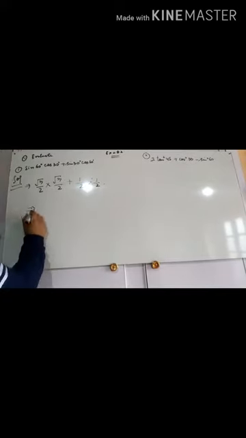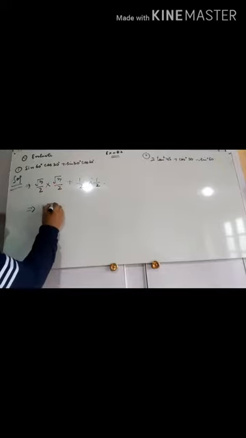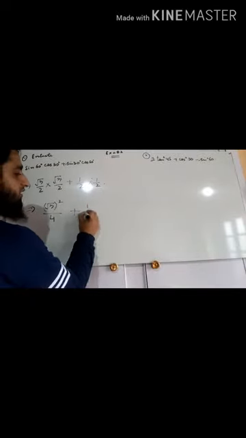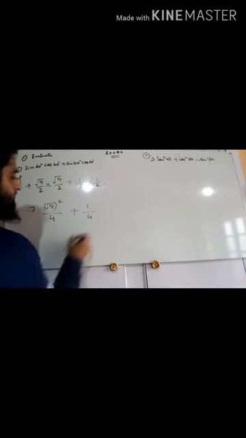Now you have to simplify it. Root 3 into root 3 means root 3 whole square. 2 into 2 means 4. 1 into 1 means 1. 2 into 2 means 4.